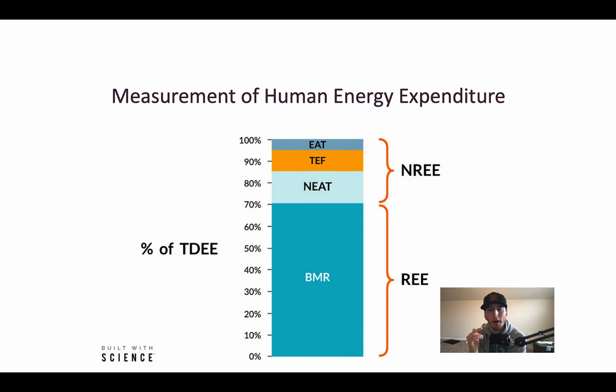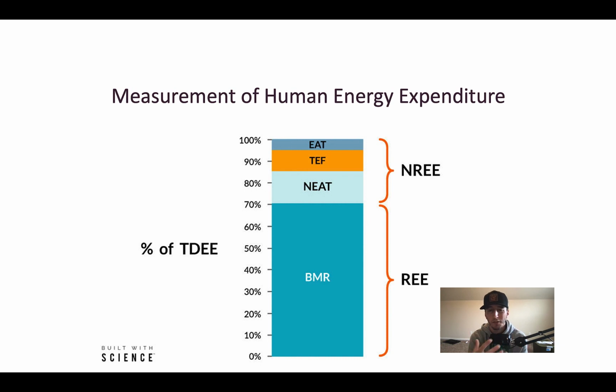I'm sorry. This is non-exercise activity thermogenesis. So this is how much energy your body produces doing non-exercise activities. There's a difference between physical activity and exercise. Exercise is planned, dedicated physical activity. Physical activity is unplanned movement and skeletal muscle movement and contraction, right?